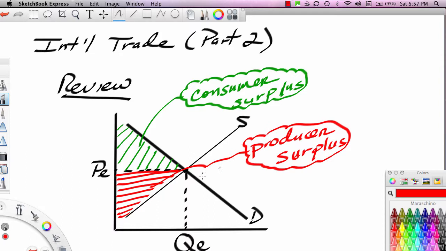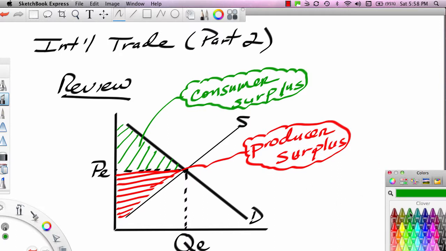So the supply curve shows the minimum price that has to be paid to get a producer to bring the product to market. But you can see that on most of the units, the producer actually receives a price above that minimum. And that area is called producer surplus. Again, it's value the producer receives above what is required to bring the product to market.